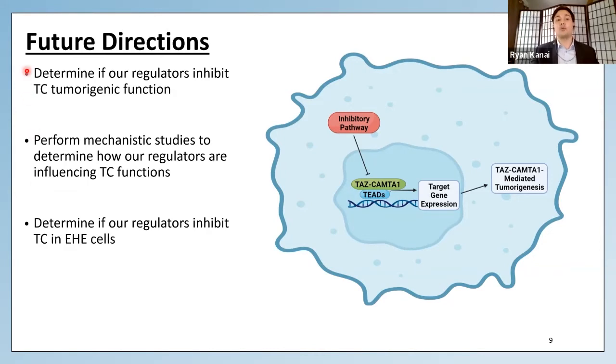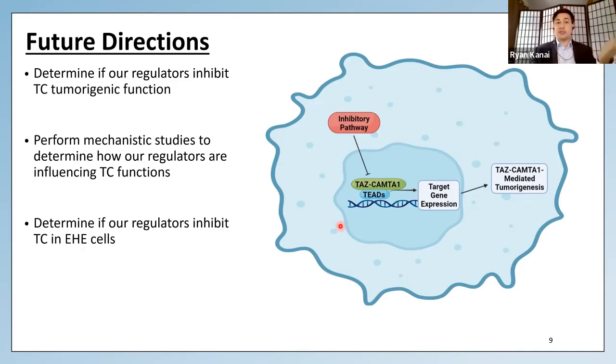So moving forward, we hope to determine if those regulators can also inhibit TAZ-CAMTA1's tumorigenic function, not just its transcriptional functions. We're going to perform mechanistic studies, of course, to determine how those regulators are actually influencing TAZ-CAMTA1 functions. And then we would also like to determine if our regulators can inhibit TAZ-CAMTA1 in EHE cell lines, which brings me to the next part of my talk.